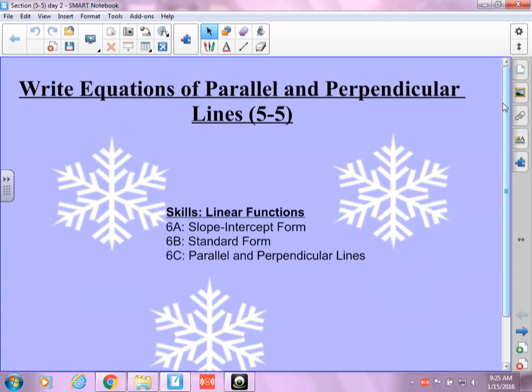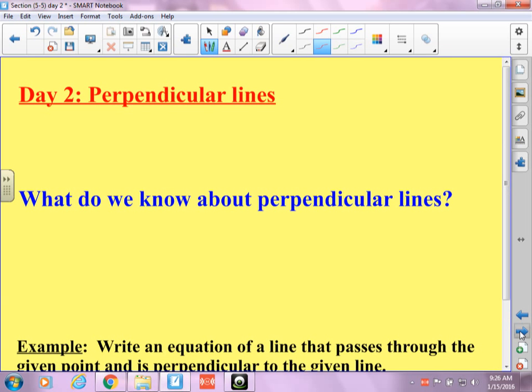Alright, so for today what we're going to do is write equations of parallel and perpendicular lines, but it's going to be part 2. Yesterday we did parallel lines. Today we're going to do perpendicular lines. So let's move on.